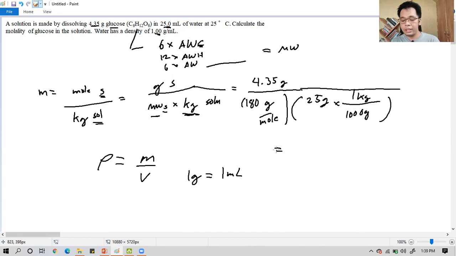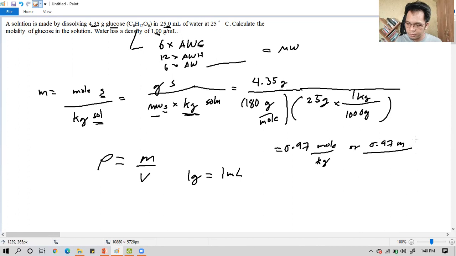You will have just a direct calculation for this part. If you wish to do the step-by-step, you can. But here I'm doing it directly, and I'm sorry for the technique. I just want to speed up this discussion because I am trying to limit the time. And the answer is 0.966, and so on. I'll round it up. The answer here is 0.97, that is 0.97 moles per kilogram or 0.97 molality. Any of these is correct.